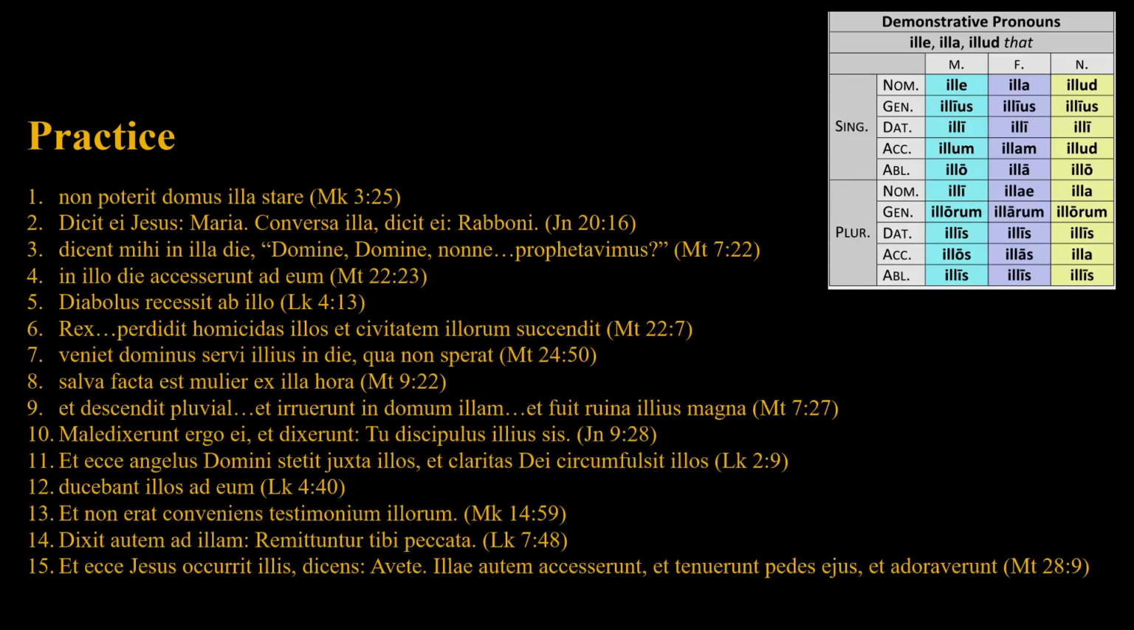Now this next one's interesting. Ille, here we have the nominative plural, feminine. Ille autem, so then, ille, they, understanding that we're talking about females because it's nominative feminine. They, accesserunt, they came near to him. Et tenuerunt pedis eius, and they sort of grabbed hold of his feet. Pedis, feet, eius, his. They grabbed hold of his feet. Et adoraverunt, and they worshipped.